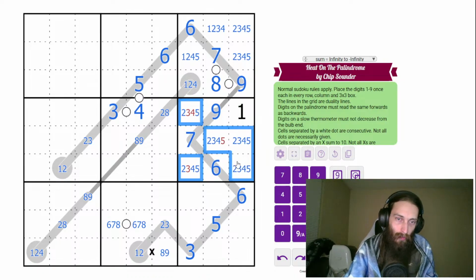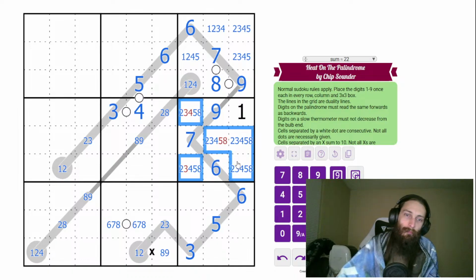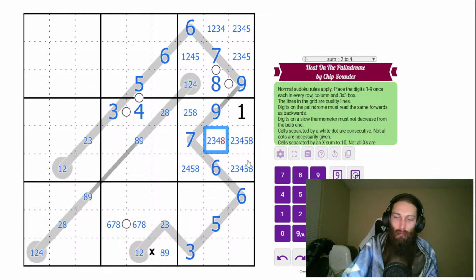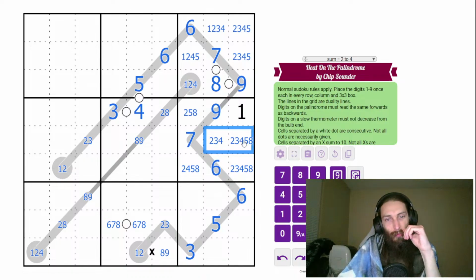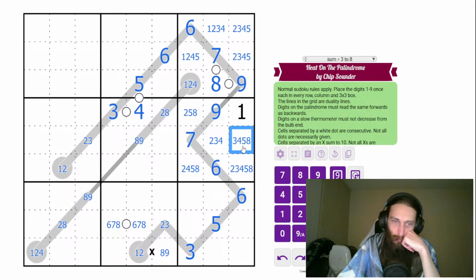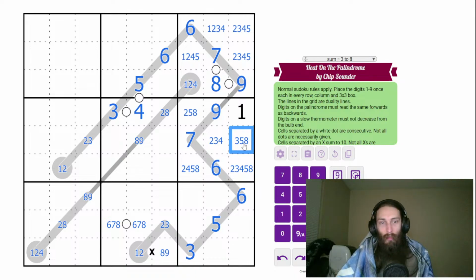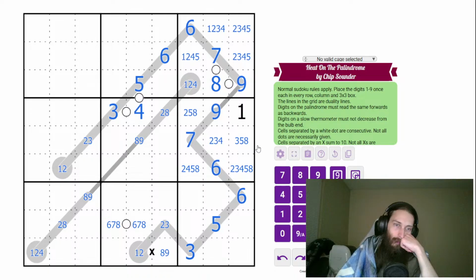2, 3, 4, 5, and 8. 3, 4, 5, 8. So now 3 has to be one of these 3, which means you can't put a 2 here. But that's it. Oh, you can't have a 4 there.